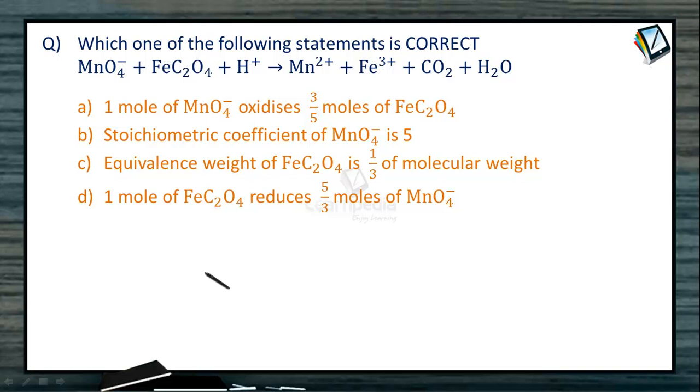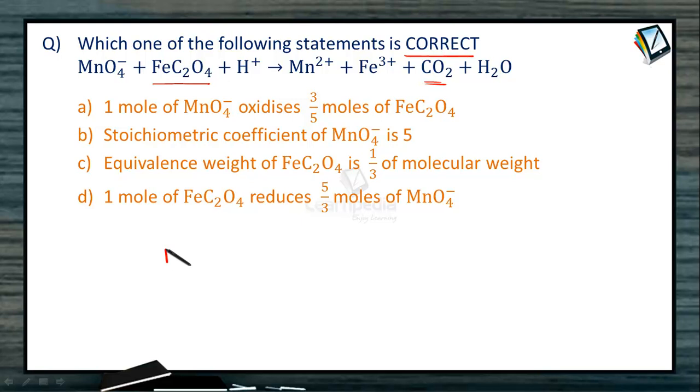In the next question, we have: which one of the following statements is correct with respect to the redox reaction? MnO4 minus reacts with ferrous oxalate in acidic medium to give manganese, ferric ions, plus carbon dioxide plus water. So 1 mole of MnO4 minus oxidizes so many moles of ferrous oxalate, and stoichiometric coefficient of MnO4 minus, equivalent weight of ferrous oxalate, 1 mole of ferrous oxalate reduces. These options can be checked as correct or wrong by first balancing the equation.